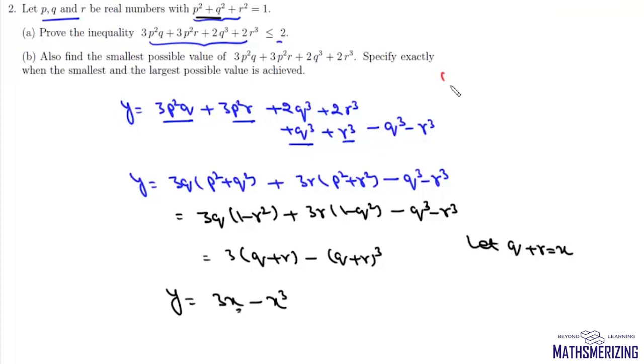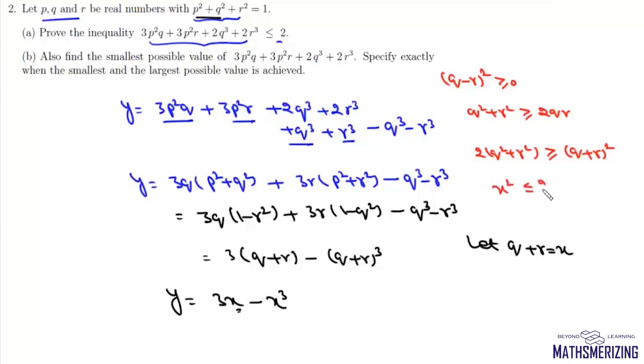Now we know that q minus r whole square is greater than or equal to 0. We can write q square plus r square is greater than or equal to 2qr, and if we add q square plus r square, we can write 2 times q square plus r square will be greater than or equal to q plus r whole square. Now q plus r is nothing but x.